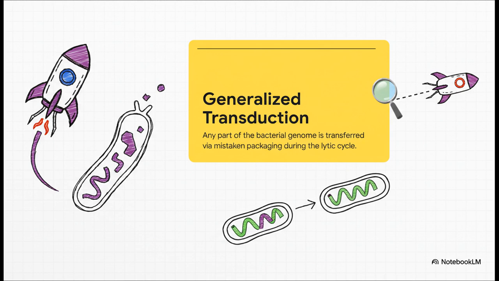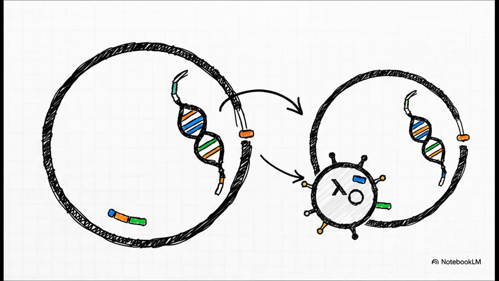This creates what we call a transducing particle. It looks just like a normal phage on the outside, but it's carrying bacterial genes. When this particle goes and injects its contents into a new bacterium, it's actually transferring genes from the previous host. The critical thing to remember here is that any part of the bacterial genome can be transferred this way. It's completely random. Specialized transduction, on the other hand, is an error that happens during the lysogenic cycle.